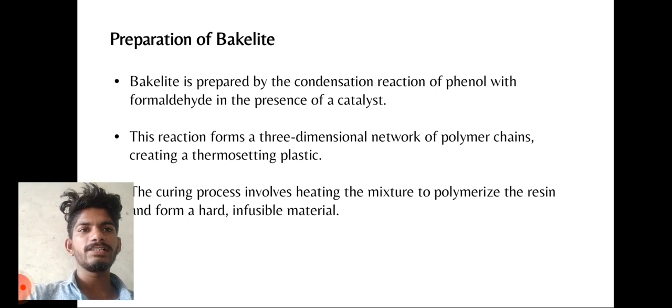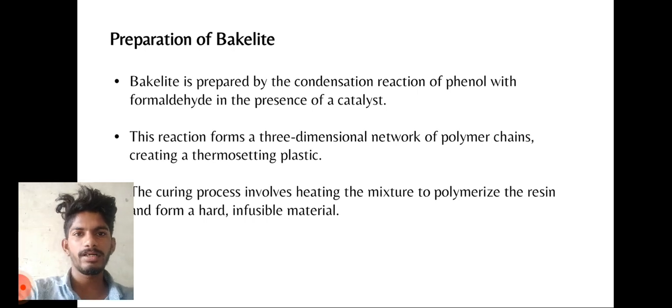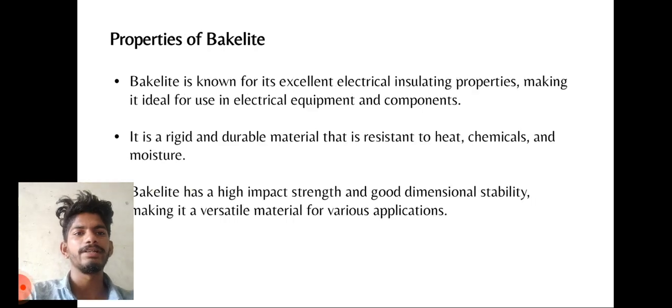Preparation of bakelite. Bakelite is prepared by the condensation reaction of phenol with formaldehyde in the presence of a catalyst. This reaction forms a three-dimensional network of polymer chains, creating a thermosetting plastic. The curing process involves heating the mixture to polymerize the resin and form a hard, infusible material.